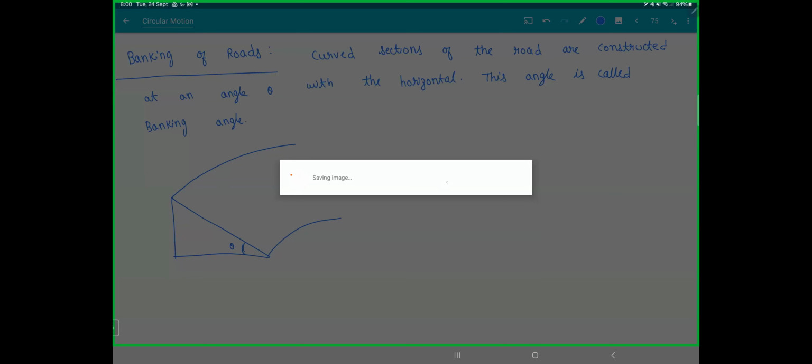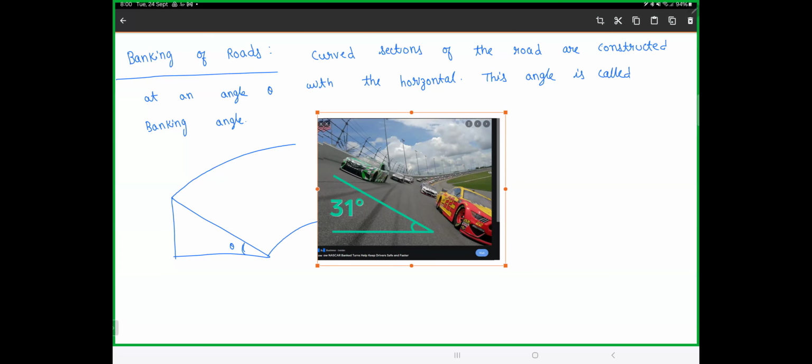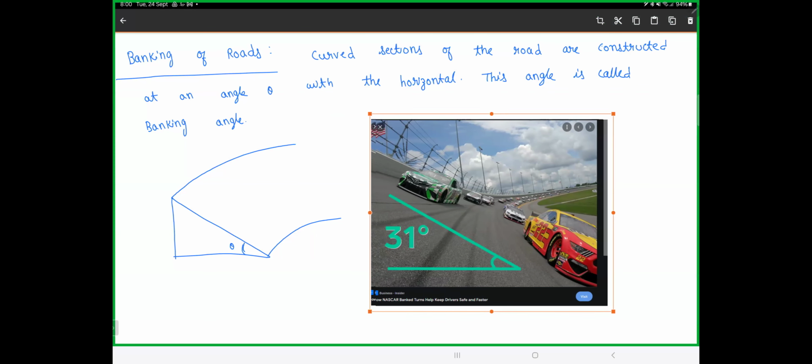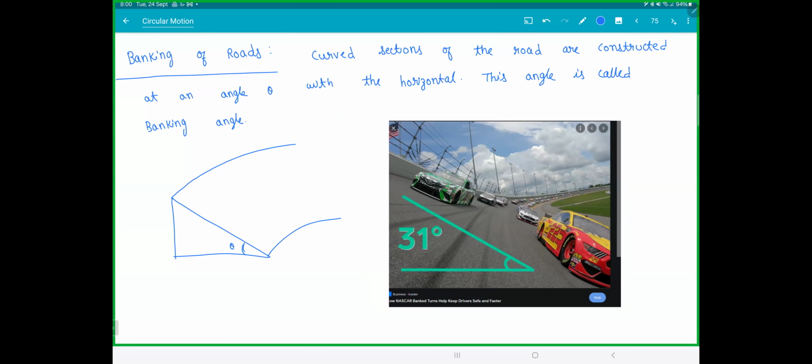If you look at this, NASCAR racing car tracks are quite steep actually. They almost put 31 degrees. In normal highways, you generally have around maybe 8 to 12 degrees, depending on how fast you want to go or how steep it is. But these racing car tracks have angles of almost 30 degrees.